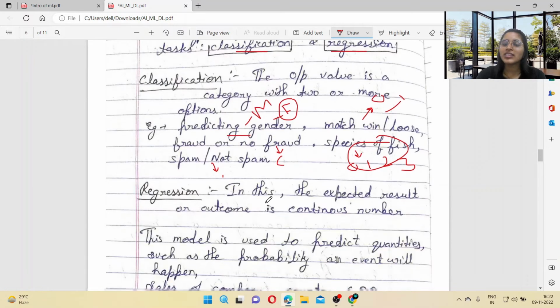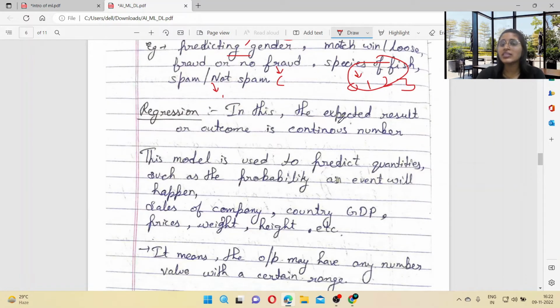So what is a regression problem? In this, the expected result is a continuous number. When we want to predict a continuous number, then we use a regression problem, like the example of house price prediction. You have details of house features, like there are two or three rooms, a bathroom, a balcony, and these are the features of houses, and the price of that house is this much.